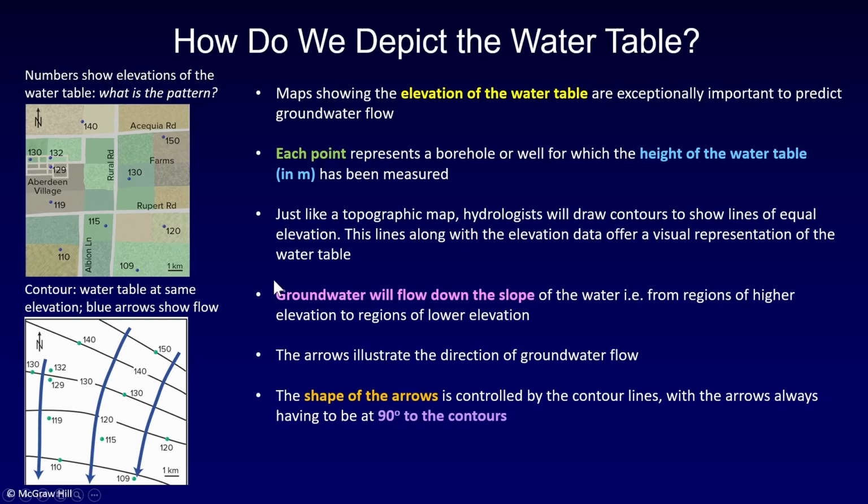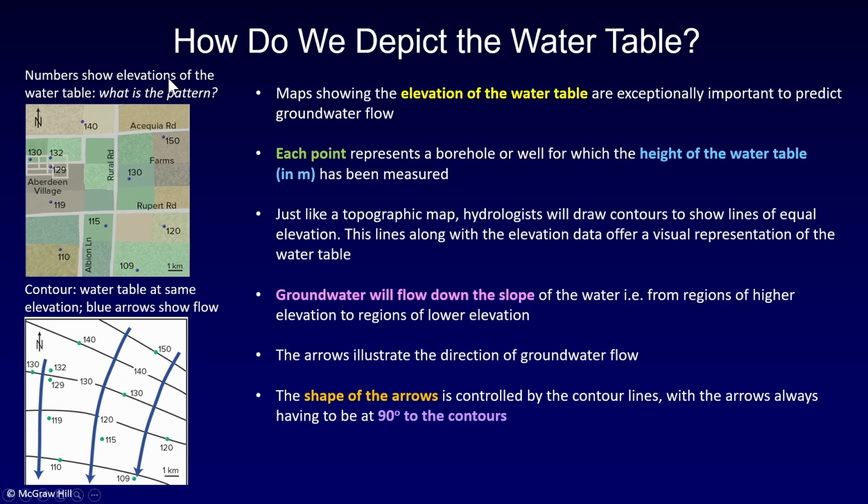And so we're going to use this groundwater elevation data to produce contours. These contours are going to give us a visual representation of the geometry of the water table. Once we have this information, we can say the water table elevation is dropping as we head in this direction. This is going to give us a good idea about the flow of the groundwater, because groundwater will flow down the water table slope under gravity.